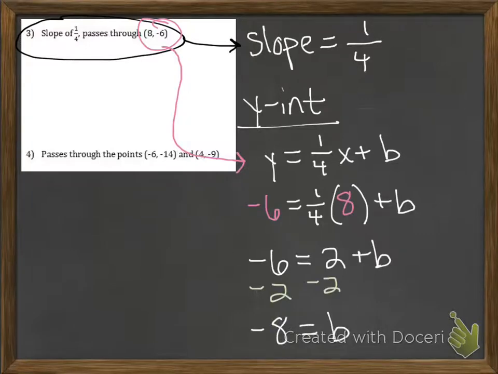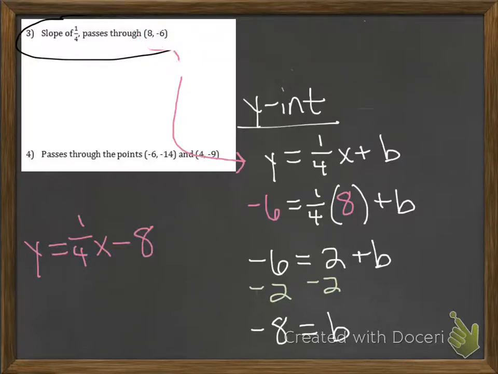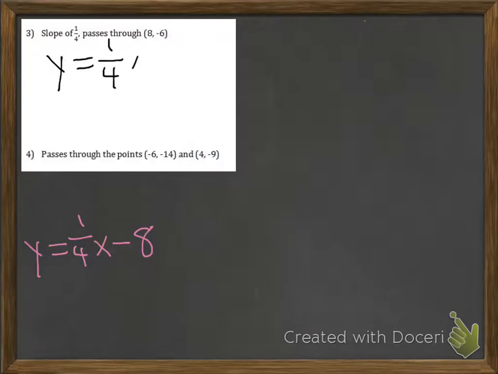And so the result that we get from that is -8. And now we can put those two pieces of information together, the slope and the y-intercept, in order to write our rule. Y equals 1/4 x minus 8. And so that's going to go on our answer sheet for number 3. And now we're ready to move on to number 4.